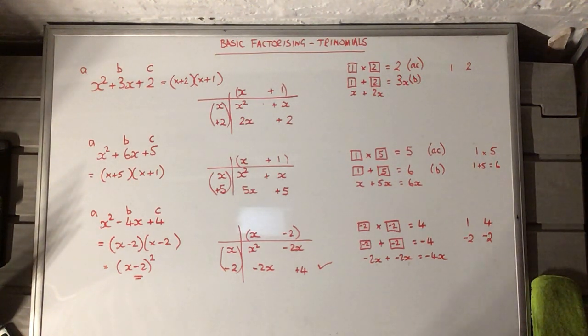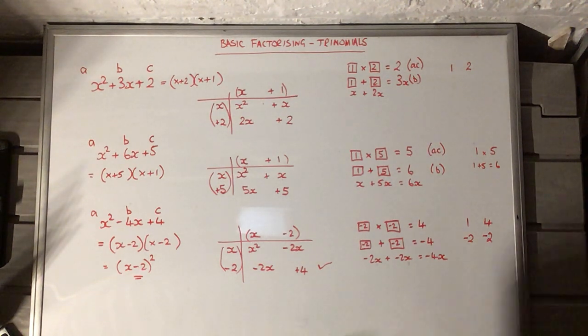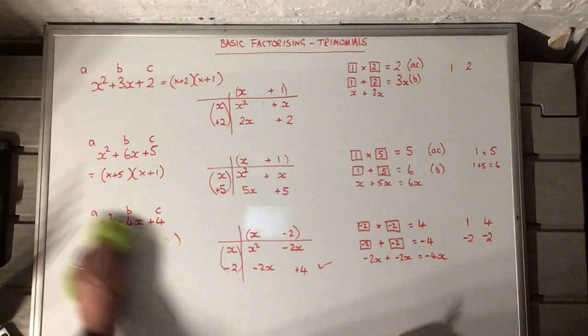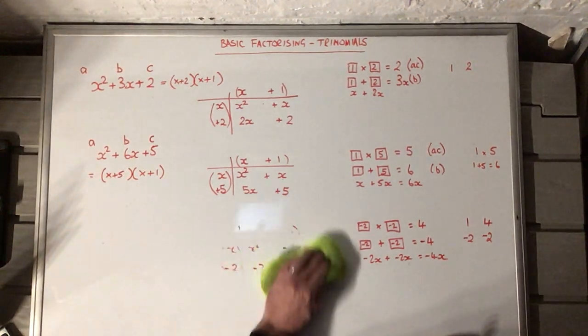Will I do one more? I think I'll do one more. Let's do one with a negative middle term and a negative term at the end. So we'll do one more just to finish it off.